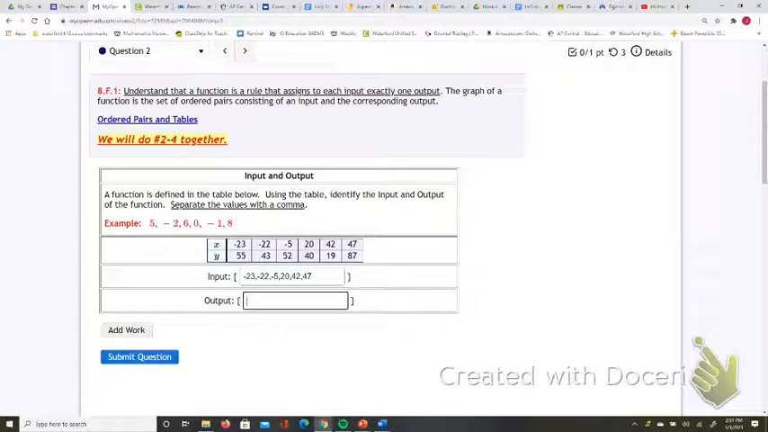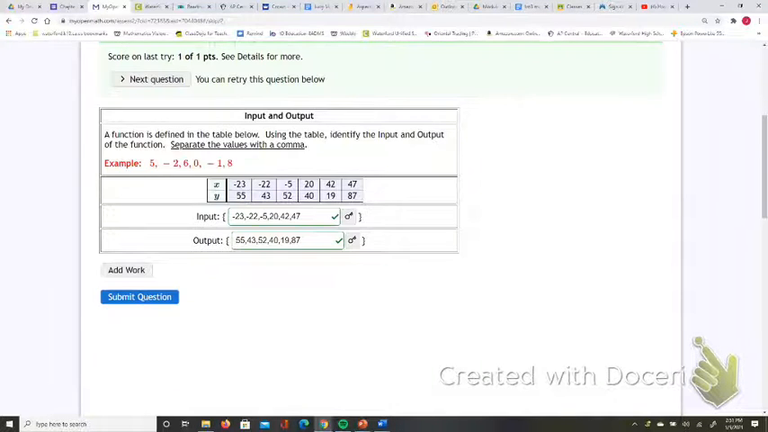Now we click to the outputs, and the outputs are the y values. So we're going to type 55, comma, 43, comma, 52, comma, 40, comma, 19, comma, 87. So the inputs are the x's, the outputs are the y's, and we submit.